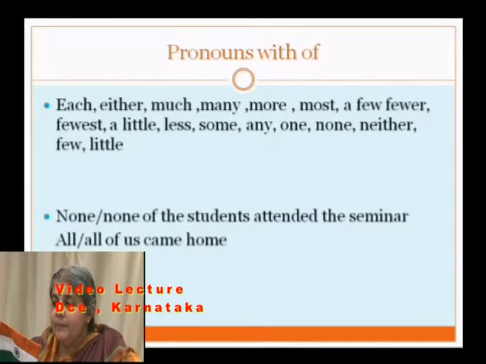Each, either, much, many, more, most, a few, fewer, fewest, a little, less, some, any, one, none, neither, few, little. Now, these are the list of pronouns that come with which structure? Of structure. Let us take one example.